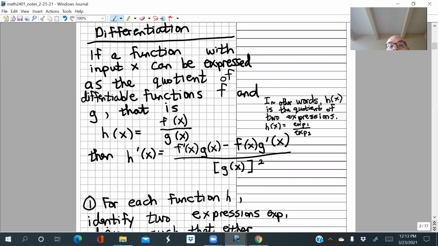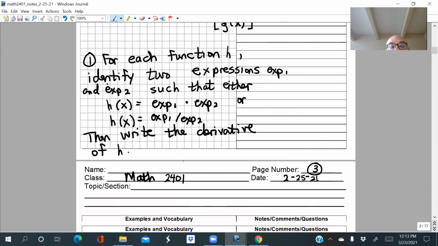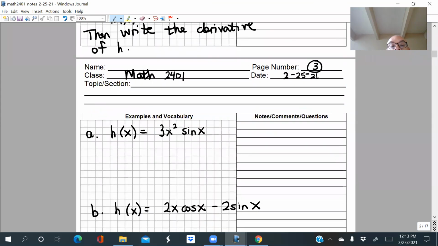Okay, so I'm going to come up and talk about the quotient rule later. Let's first try the product rule. So let's try it on that example that I just gave you a moment ago, right? We have this function h of x, and it's 3x squared times the sine of x. Notice here's the key thing you want to notice: this function's formula is the product of two simpler expressions, right?